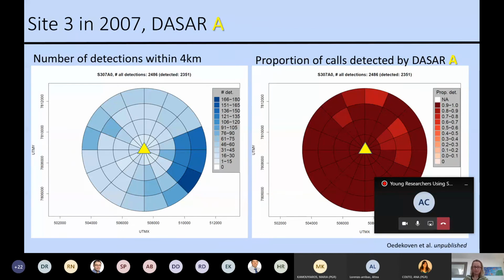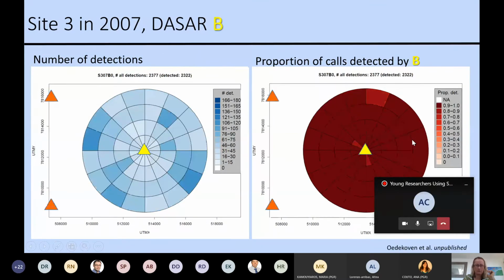You can also do a bit more complex analysis. On the left we have the number of calls that were localized within the different areas of this dartboard type chart. Over here in this area you had more calls that were detected, but more interestingly, over here you see the proportions, so you can determine which parts around the DASAR lacked perfect detection. The worst areas here are the lighter reddish colors. Similar for DASAR B, it seemed like it was doing a lot better, but there are still some areas here and here where the detection was not perfect.